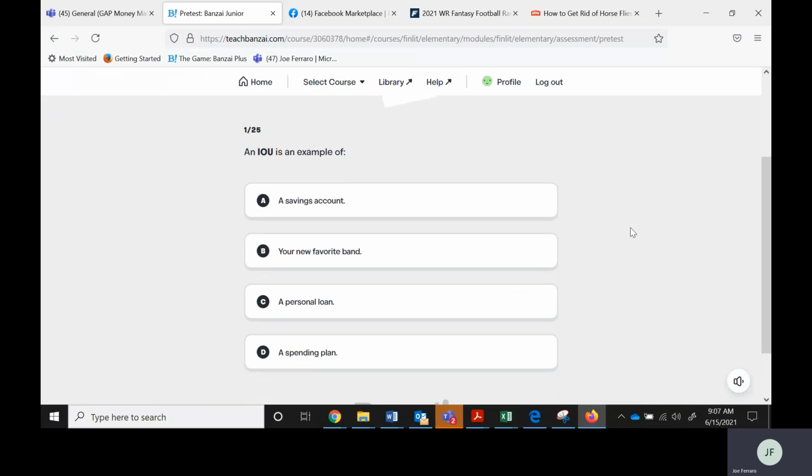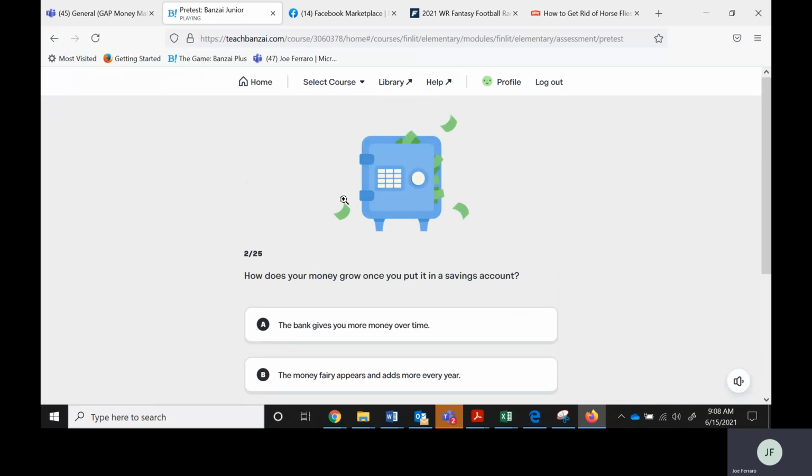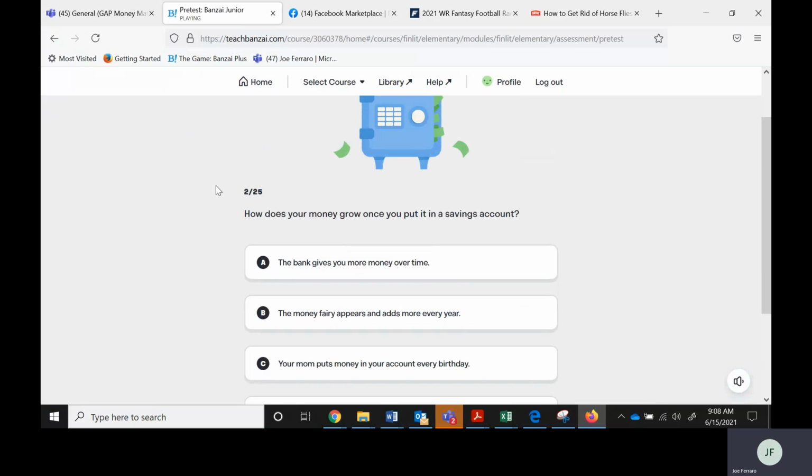Okay. It says an IOU is an example of a savings account, your new favorite band, a personal loan, or a spending plan. Now, we'll talk about this stuff later. What I want you to do right now is just your best guess. I'm just going to answer A for every problem. It might be right, but most likely wrong most of the time. So you go through, pick your answer. I'll give you a couple seconds on each one, and then I'll go through and read.